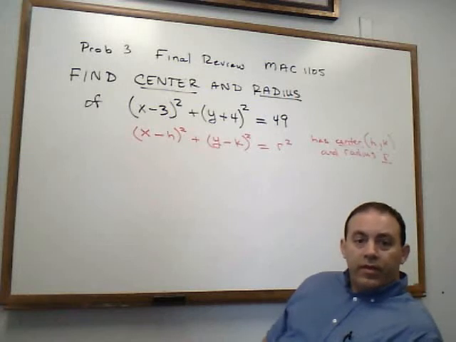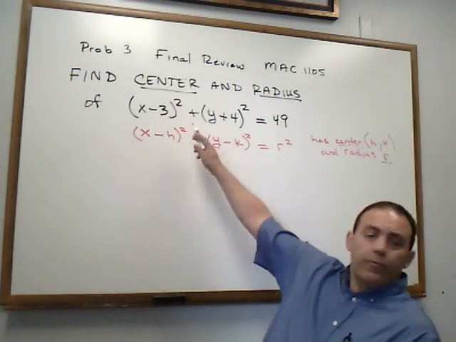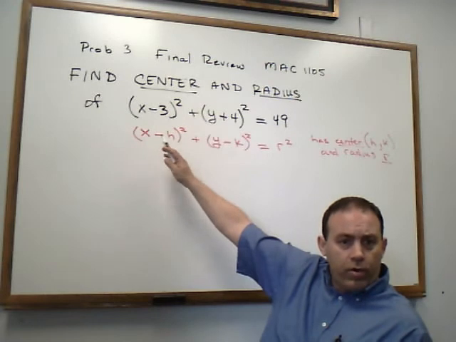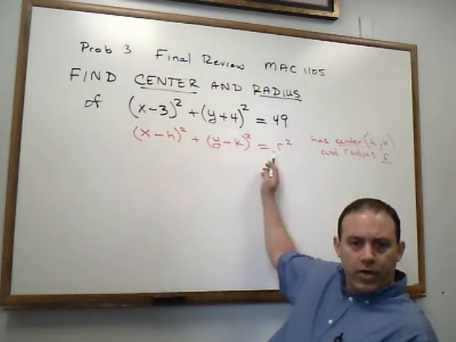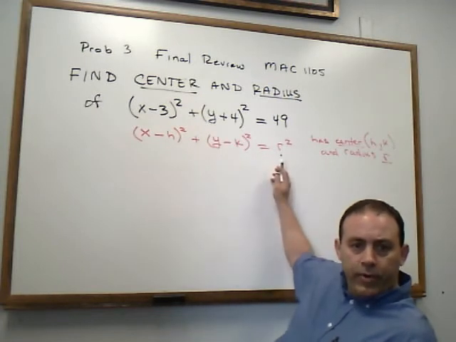This is problem 3 of the College Algebra Final Exam Review. You're asked to find the center and radius of a circle. You know it's a circle because it has an equation of the form (x - h)² + (y - k)² = r². That's the general form of the circle that we found in college algebra.